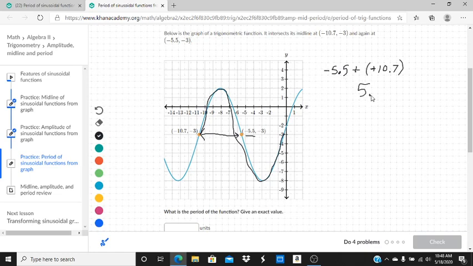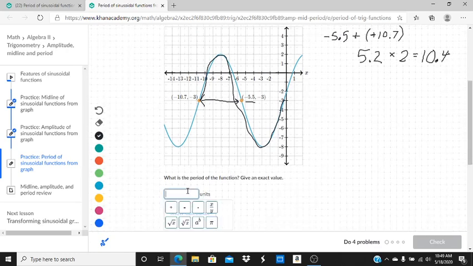5.2. But remember, that's half the period, right? Because we have to go up here, but then we have to come down and go back up. So that's half the distance. So we're going to multiply that by 2, and we'll get a period of 10.4. Period's the full distance of the cycle in terms of the x. All right, let's check our work.